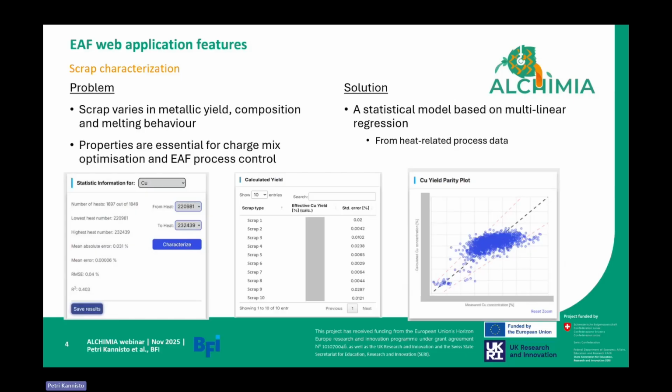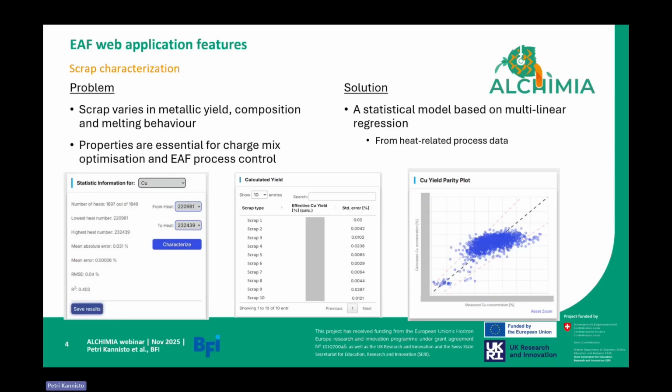So first of all, scrap characterization. The electric arc furnace indeed uses scrap as the input for new steel products. And this is not trivial because the scrap varies in quality, metallic yield, chemical composition, and melting behavior, depending on the source of the scrap. So it is very important to recognize these properties basically from the practical data that we have, so we can then choose the correct scrap for each steel quality, which I'm going to tell more about later.